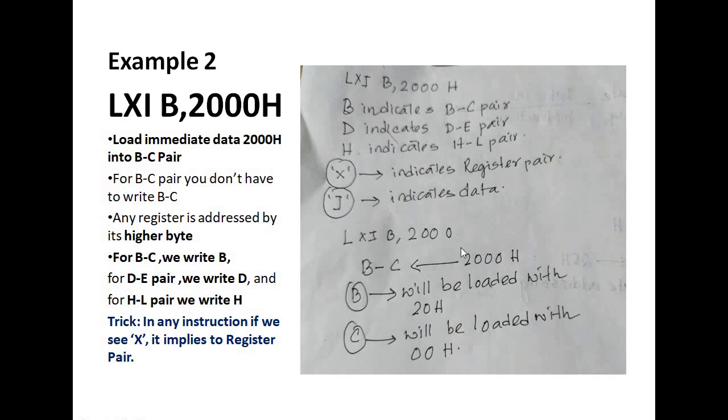In this data, which is the lower byte data? 00 is the lower byte data and 20 is the higher byte data. So as I have told previously also, the higher byte data, that is 20H, will get loaded into the higher byte register, that is B, and 00H, which is the lower byte data, will get loaded into the lower byte register, that is C. This is how the data will get loaded into the register pair.